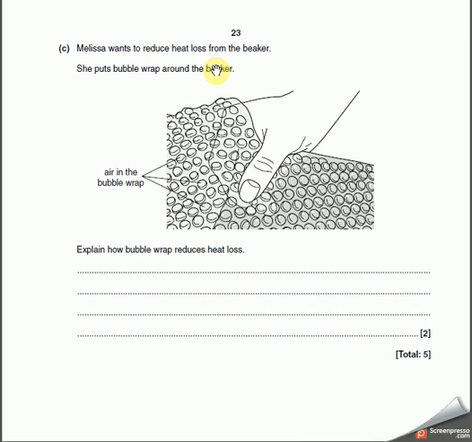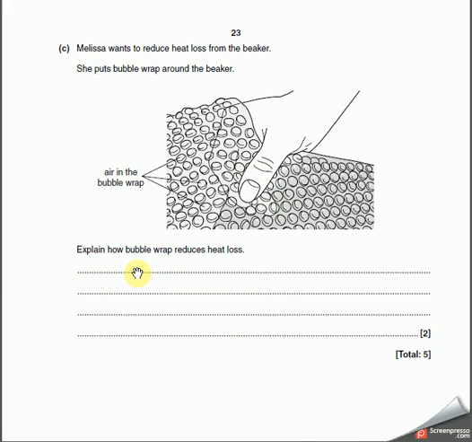Now, Melissa wants to reduce heat loss from the beaker. She puts the bubble wrap around the beaker. Explain how bubble wrap reduces heat loss. Well, first of all, it's bubble wrap, isn't it? So you just point out something fairly obvious with it, that the bubble wrap contains trapped air. Now the thing you need to know about trapped air is it's a really, really good insulator or a poor conductor. That's the thing that you've got to say about trapped air.